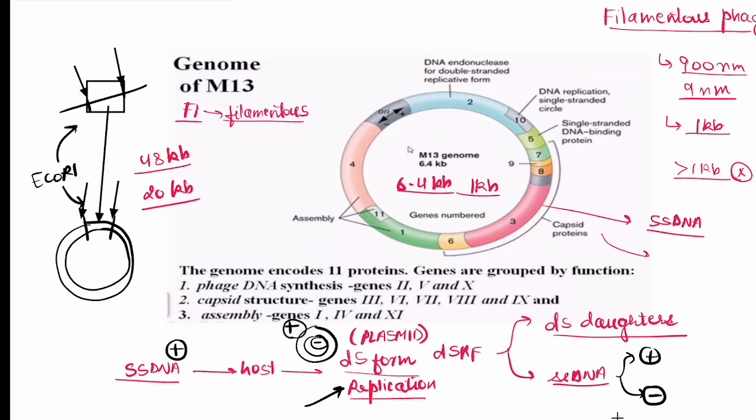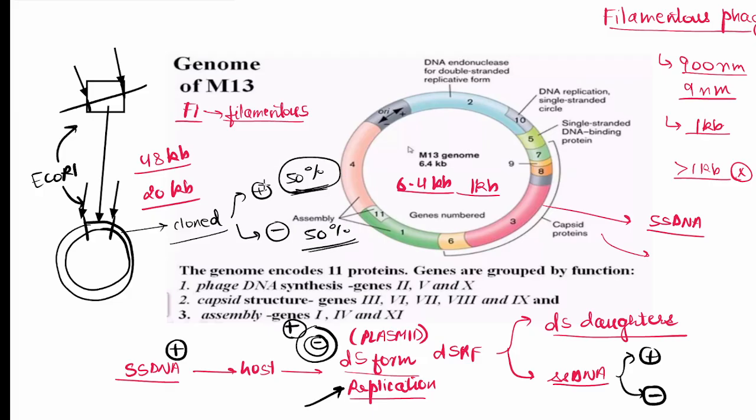Now the gene of interest which you are adding in the double-stranded form, while it is cloned, which means while it is replicated, can be inserted into the positive strand or into the negative strand. So 50% of the strands would be positive and 50% would be negative. These 50% would contain the gene of interest and these 50% would also contain the gene of interest. It is a total chance event.